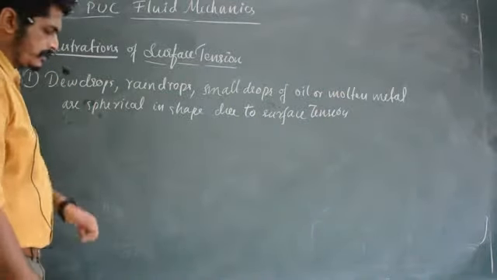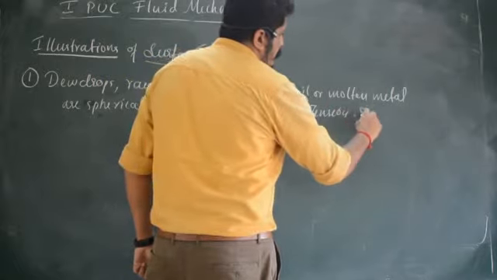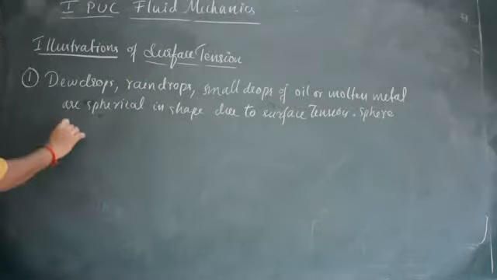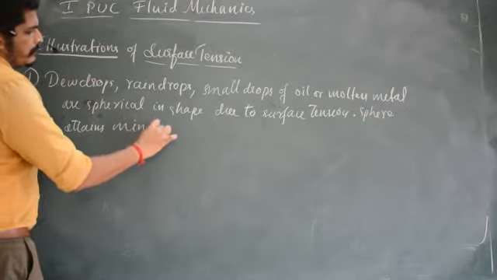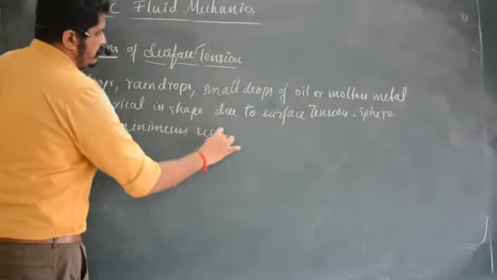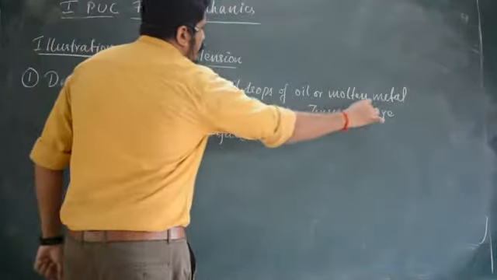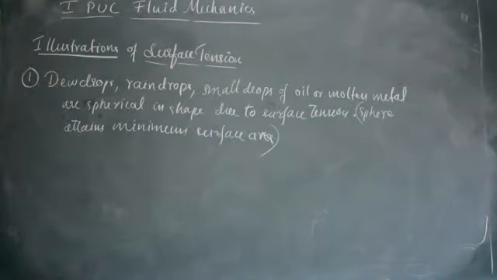Why spherical? Because a sphere attains minimum surface area, correct? That is the reason behind it. Why sphere? Like that. So the first and best illustration is dewdrops, raindrops, or small drops of oil, whatever.